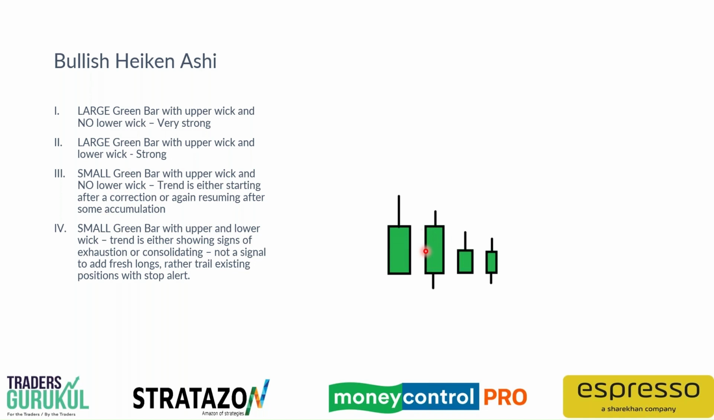So your trail stop loss now comes at this lower wick out here. It is not a sell. It remains a strong buy, and you just tighten your trail. This one is a fantastic buy. This one is a tightened buy out here.